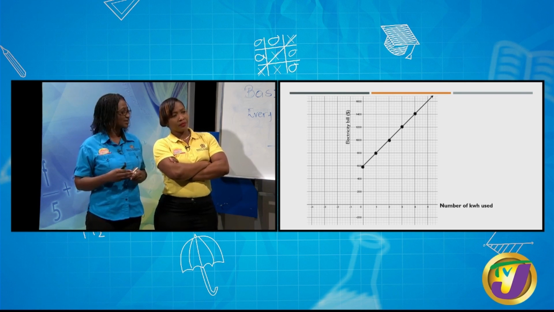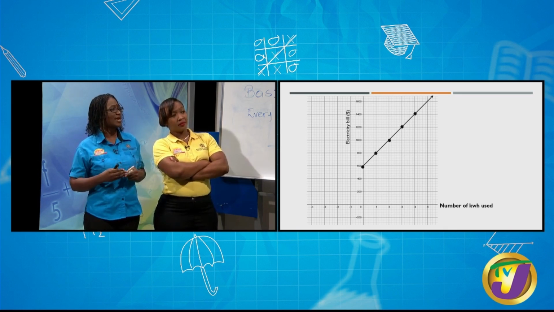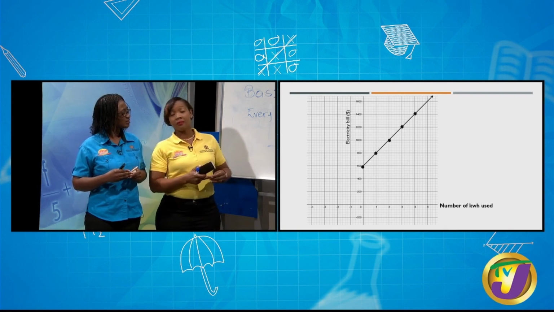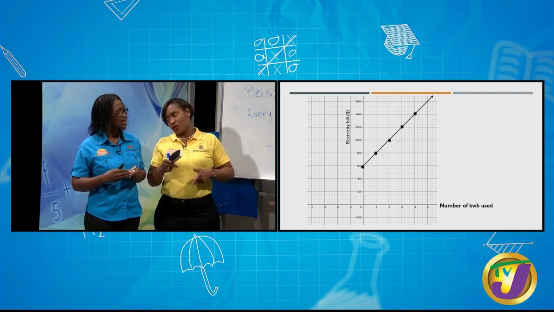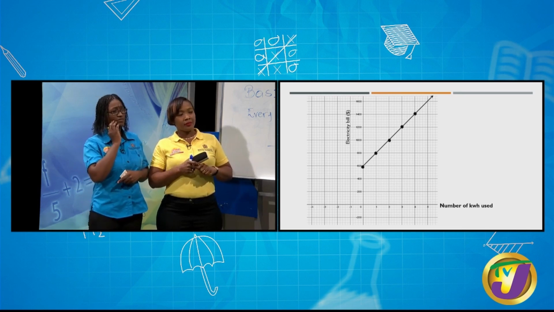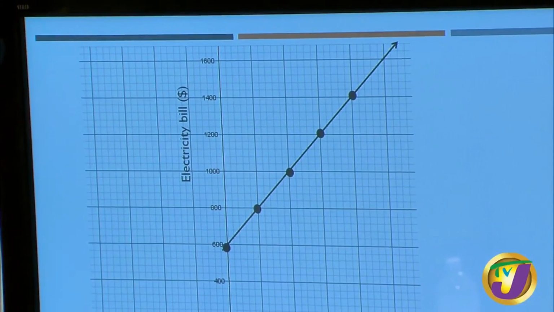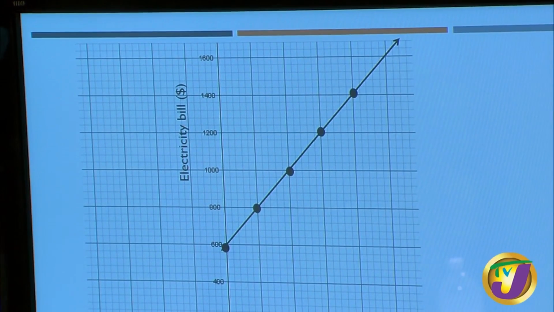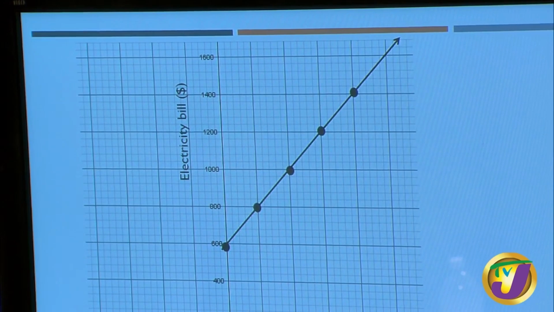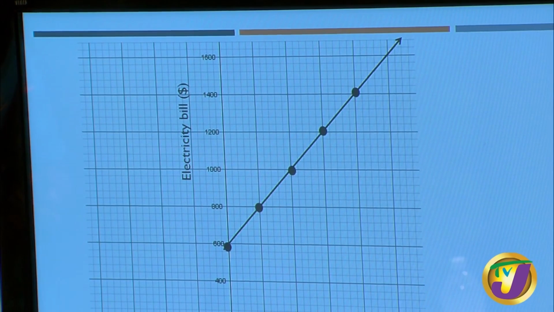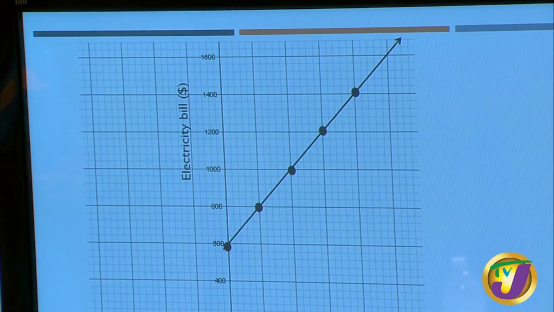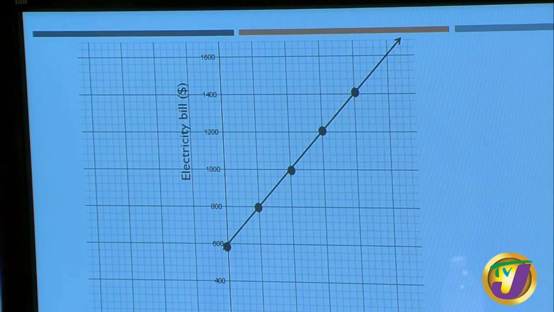How much was that added on? 200. And then we moved from 800 to 1,000, which is 200 added to the 800, and then we moved to 1,200. That's 200 added to the 1,000. Sounds to me like each time we're adding 200. That is why we're getting a straight line. Yes, we have the same number being added on each time. So for every kilowatt hour that is used, I will be charged $200 more. That is so right.